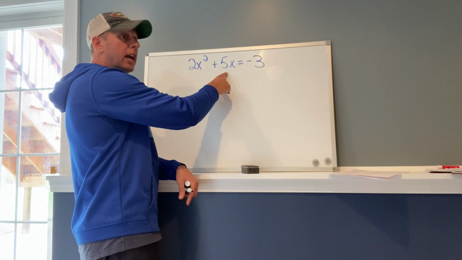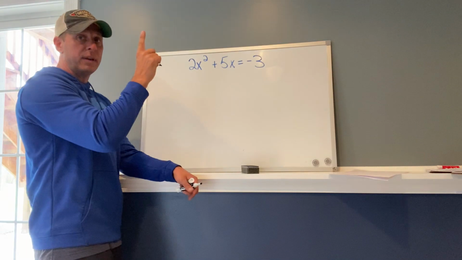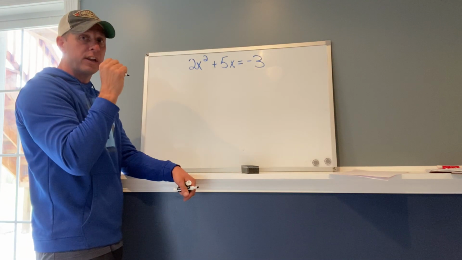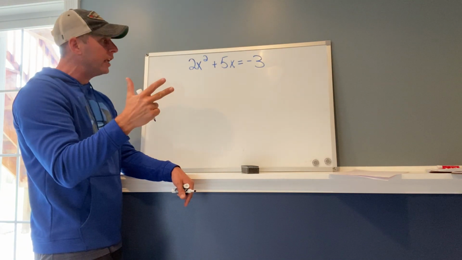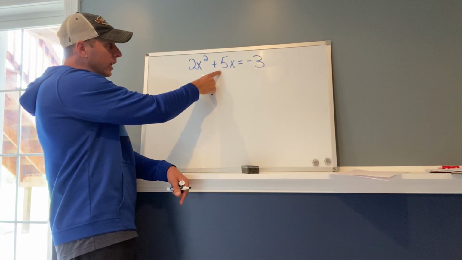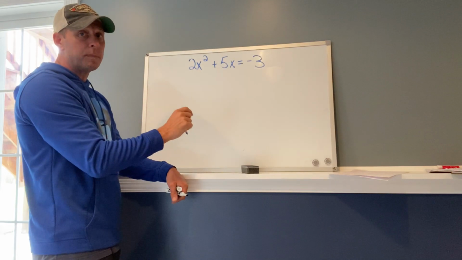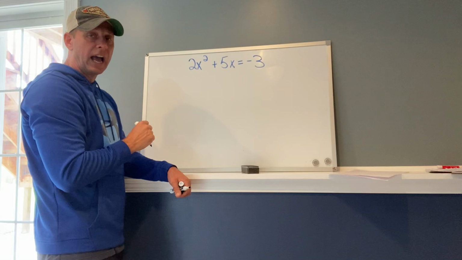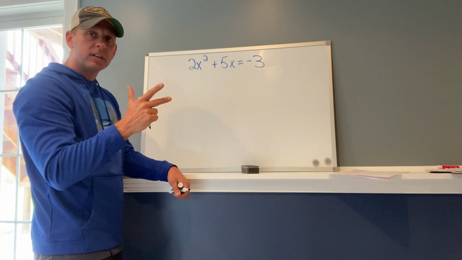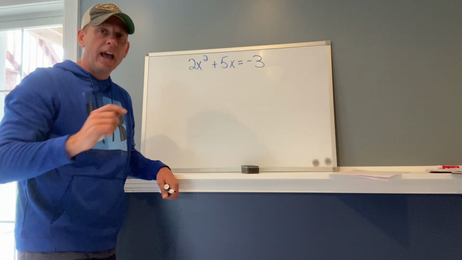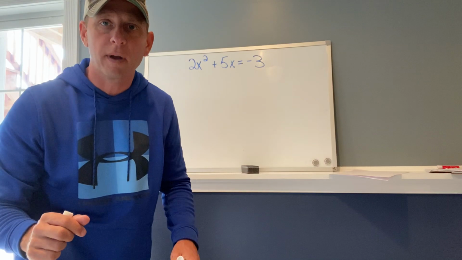Get the 3 on the other side. So that would be the first step. Then figure out what A, B, and C are. Hint, C is going to be positive 3 because we're moving it to the other side. Now substitute A, B, and C into your quadratic formula. x equals opposite of B plus or minus the square root of B squared minus 4AC all over 2A.